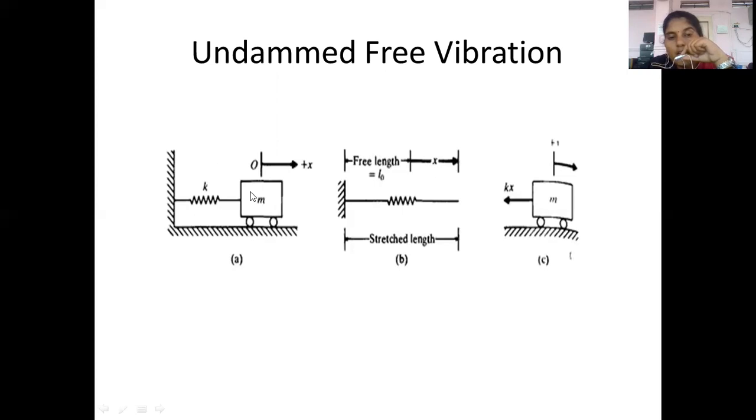If we draw the free body diagram of this, the mass will have a force with respect to acceleration as per Newton's law, that is M into acceleration, mx double dot. You have to understand that x is the displacement, x dot is the velocity, and x double dot is the acceleration. So mass multiplied by acceleration is related to Newton's second law, which is applied over here.